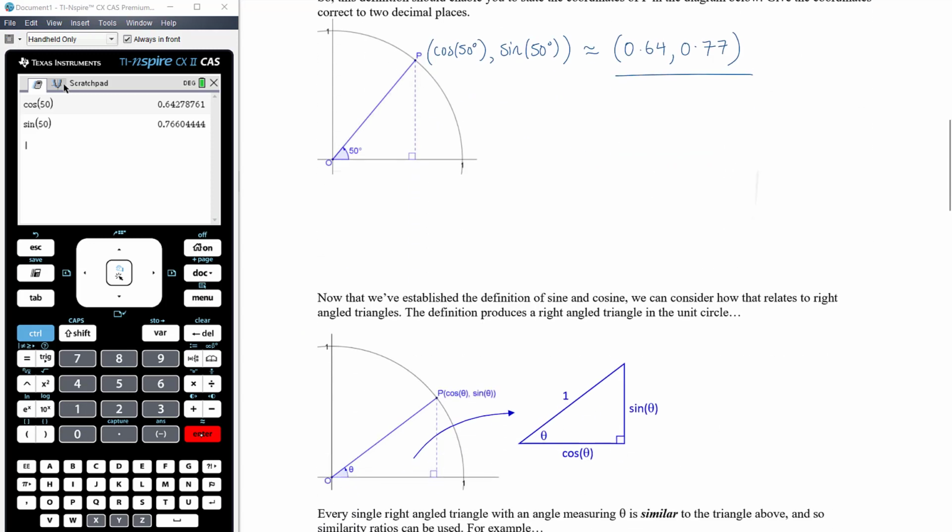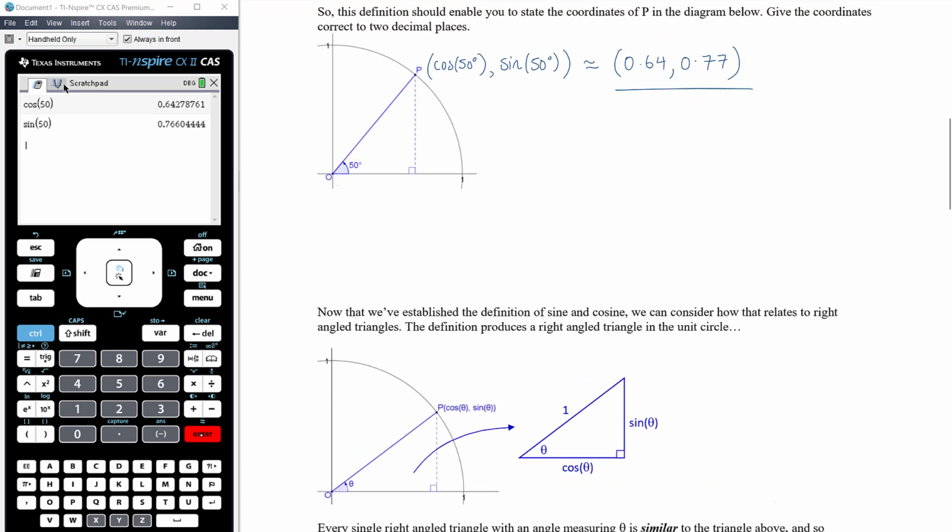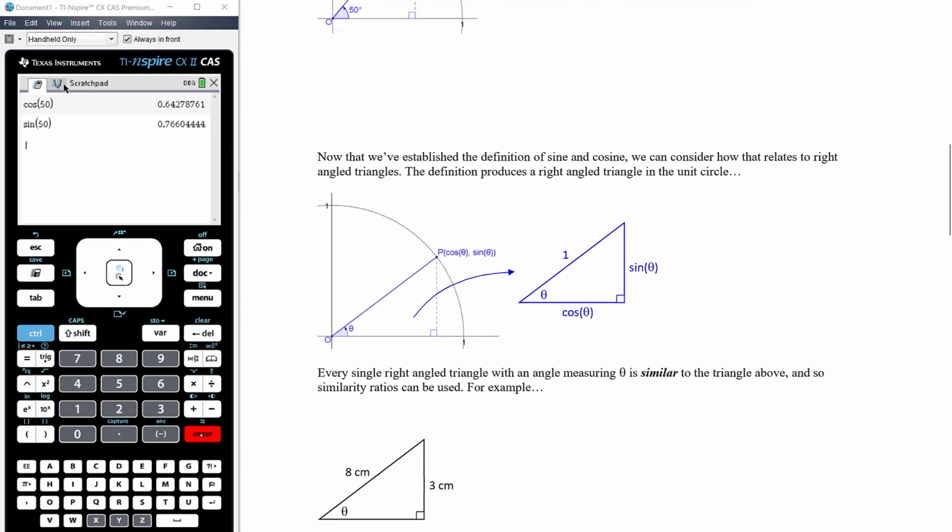Okay. So now that we've established the definition of sine and cosine in the unit circle, we've taken a step back from our right-angled triangles and actually looked at where sine and cosine start from, we can now consider how that then relates to the right-angled triangles. How do we bring that initial definition to what we already know about sine and cosine in right-angled triangles?